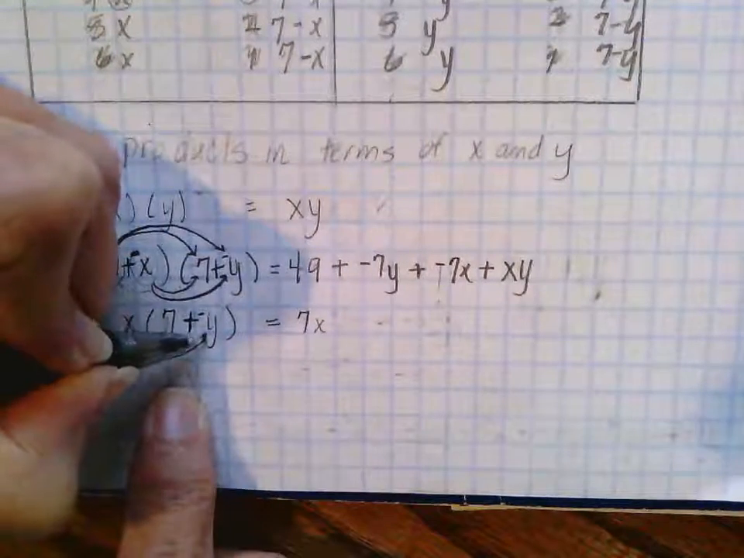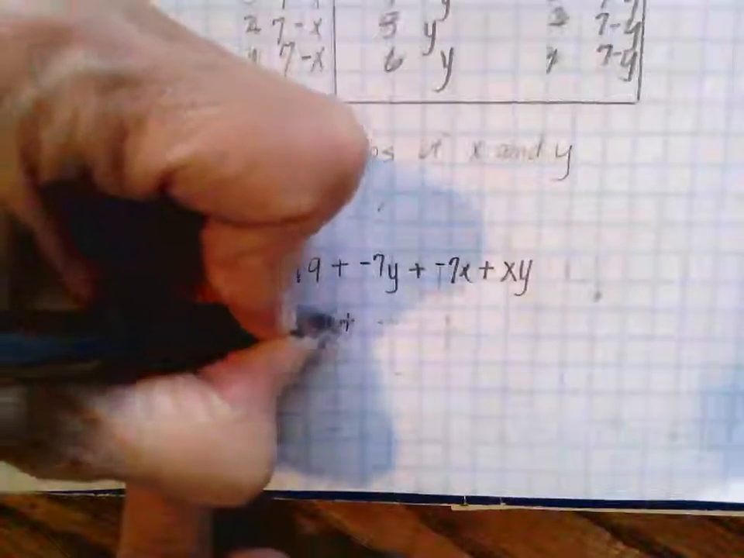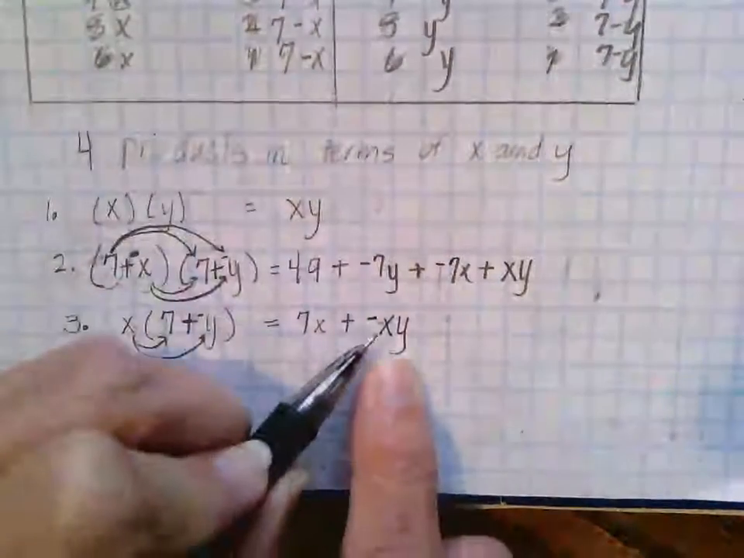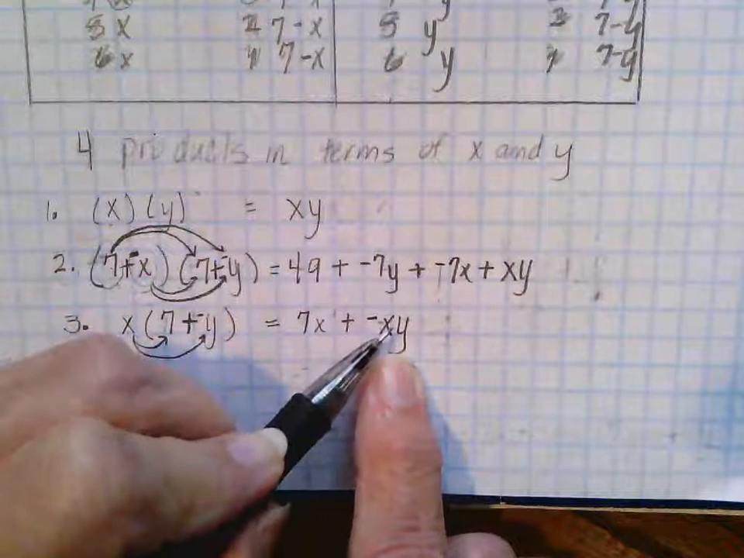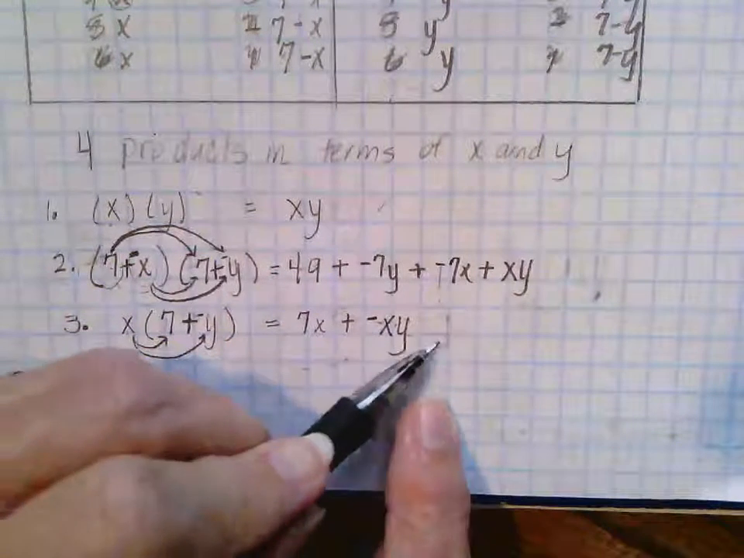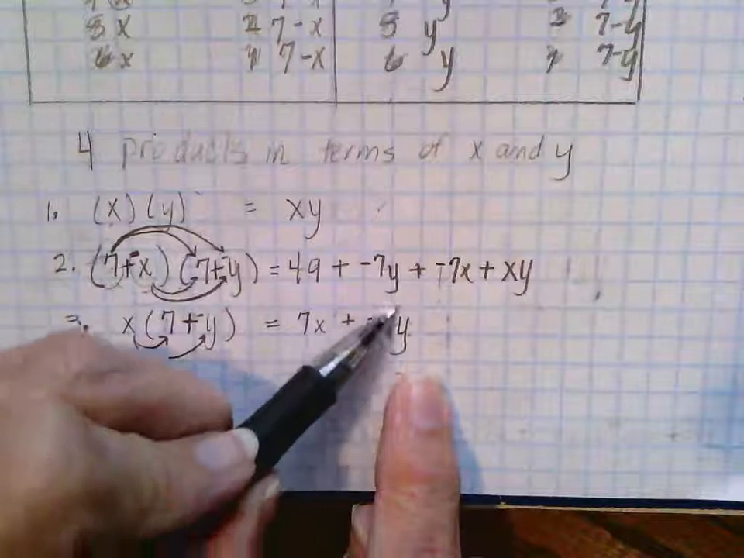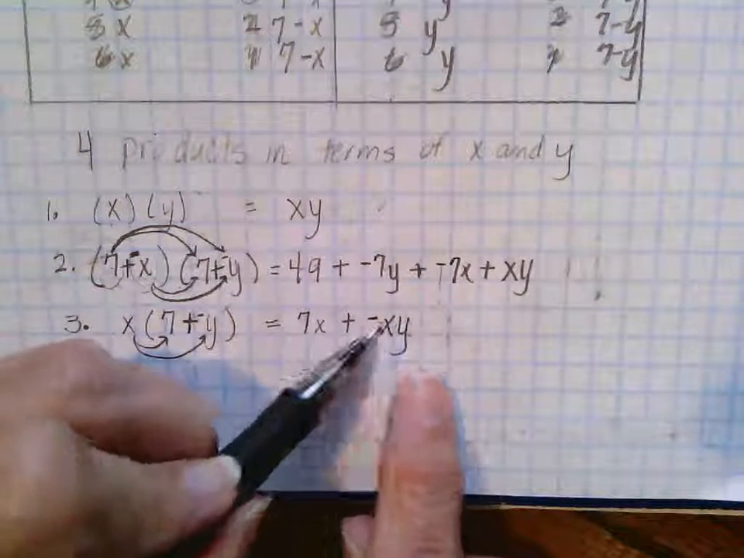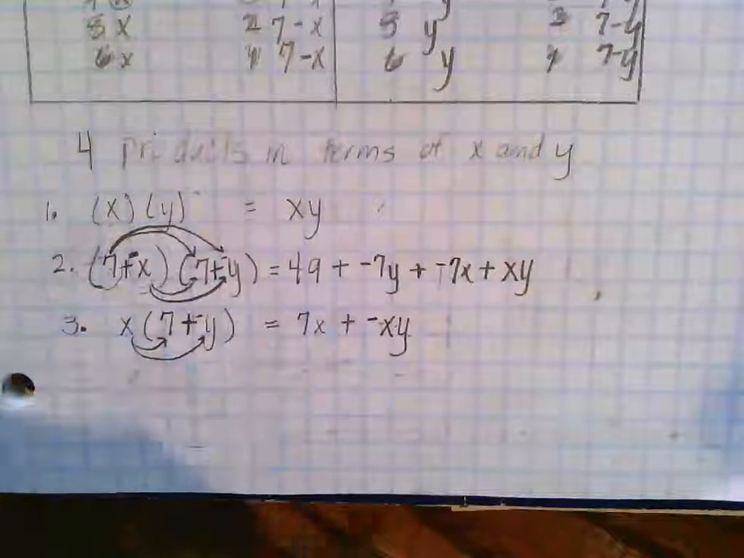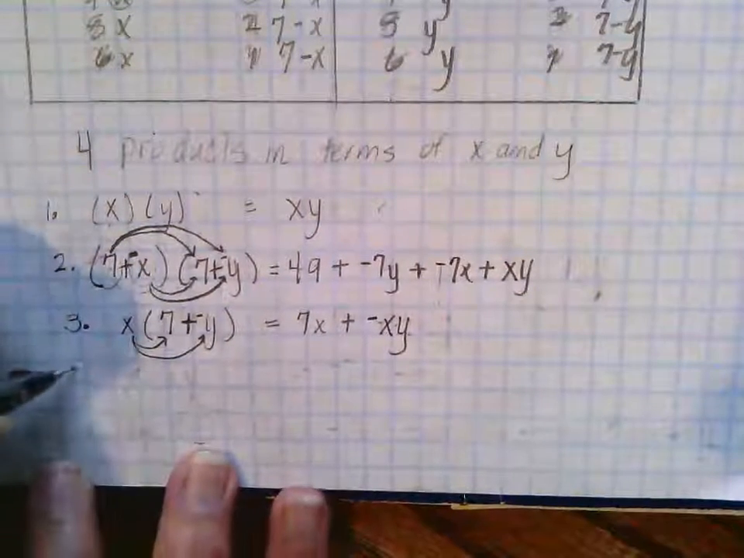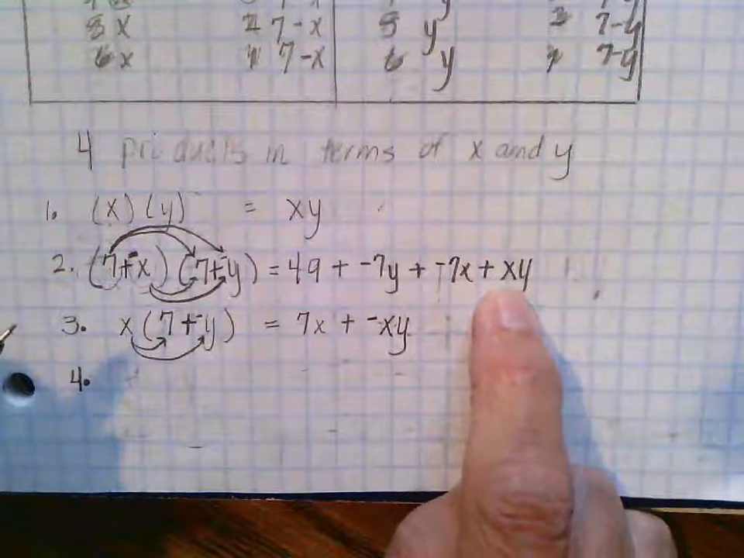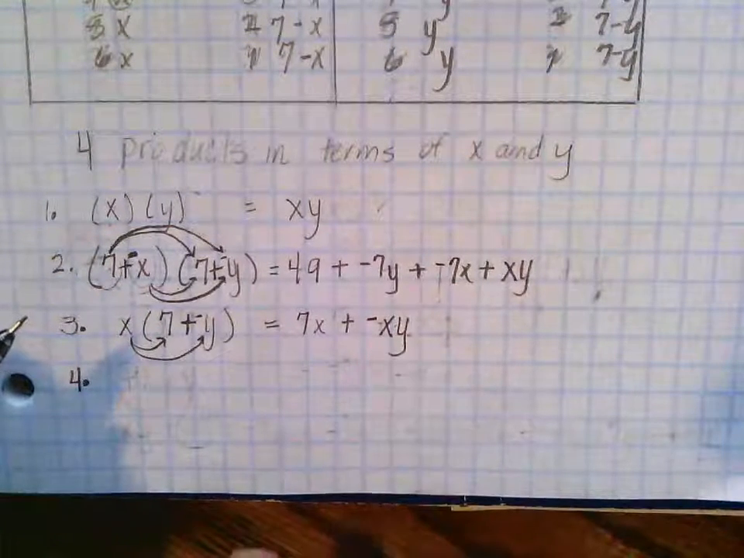And I have negative XY. And again, I could call this negative YX. It's kind of customary in algebra to go in the order of the alphabet. But because multiplication is commutative, meaning it doesn't matter which way you do it, either order would be fine. I would just stay consistent because I had my XY there, use my XY there.